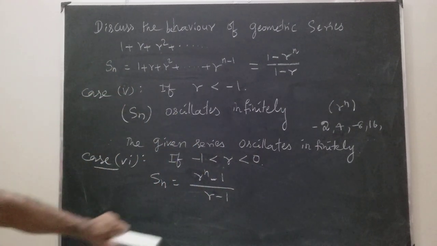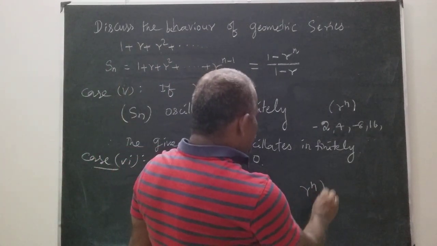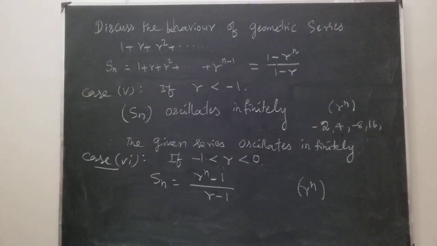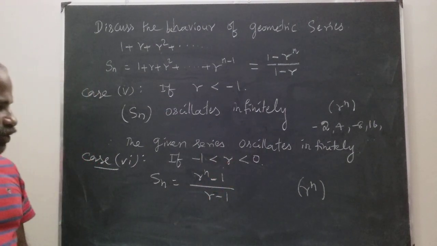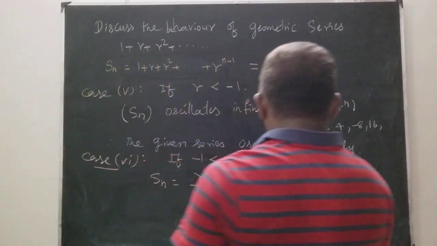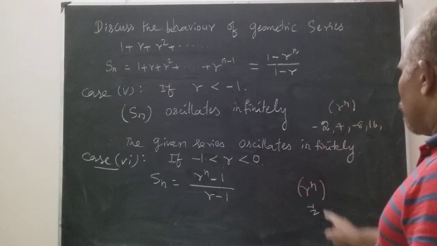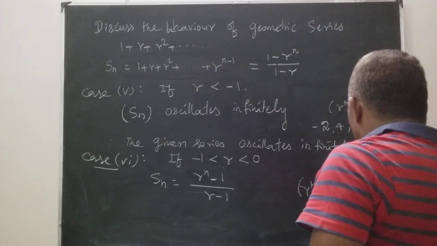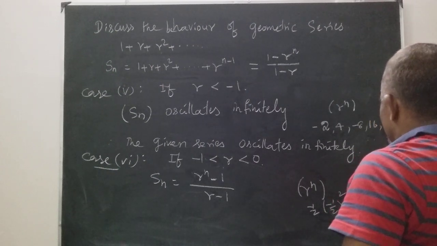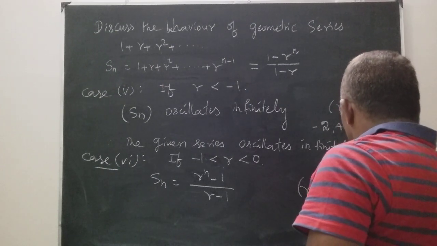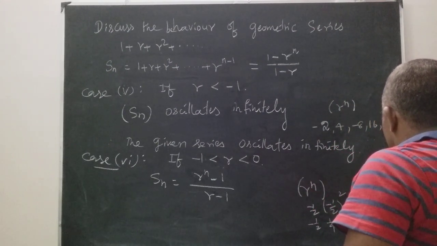Clear? Now what about this sequence r power n? Let us take r is equal to -1 by 2. What about r power n? For -1 by 2, if n is equal to 1, -1 by 2, then -1 by 2 the whole square, then -1 by 2 the whole cube, etc. So therefore -1 by 2 plus 1 by 4 minus 1 by 8 plus 1 by 16, etc.